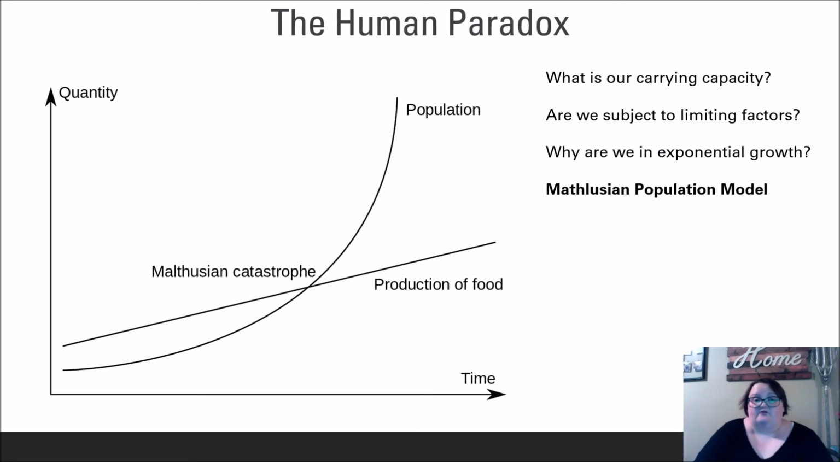Even in Malthus's own time, innovation in agriculture and our beginning understanding of sanitation pushed that catastrophe point back further. It's possible that we are continuing to do that today, but the future is still unclear.